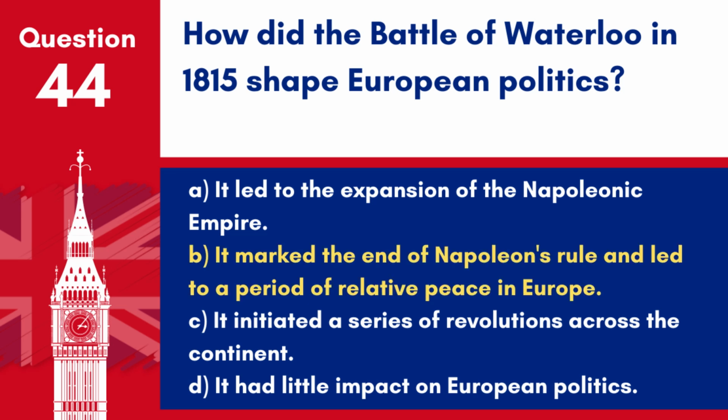Answer: B. It marked the end of Napoleon's rule and led to a period of relative peace in Europe. The Battle of Waterloo was a decisive battle that ended Napoleon Bonaparte's rule, leading to the Congress of Vienna and a balance of power that aimed for stability in Europe.